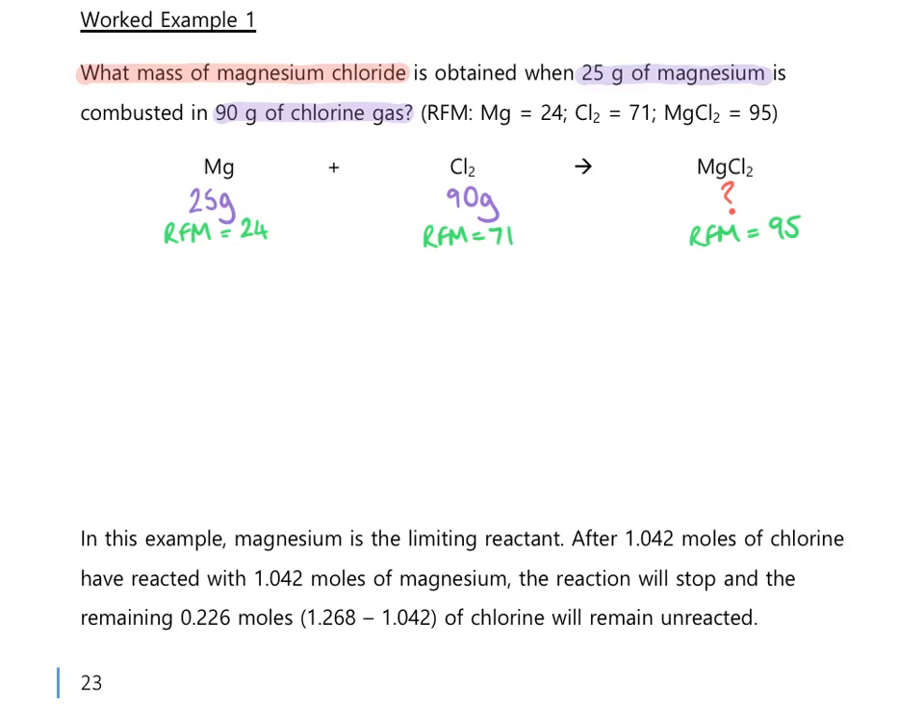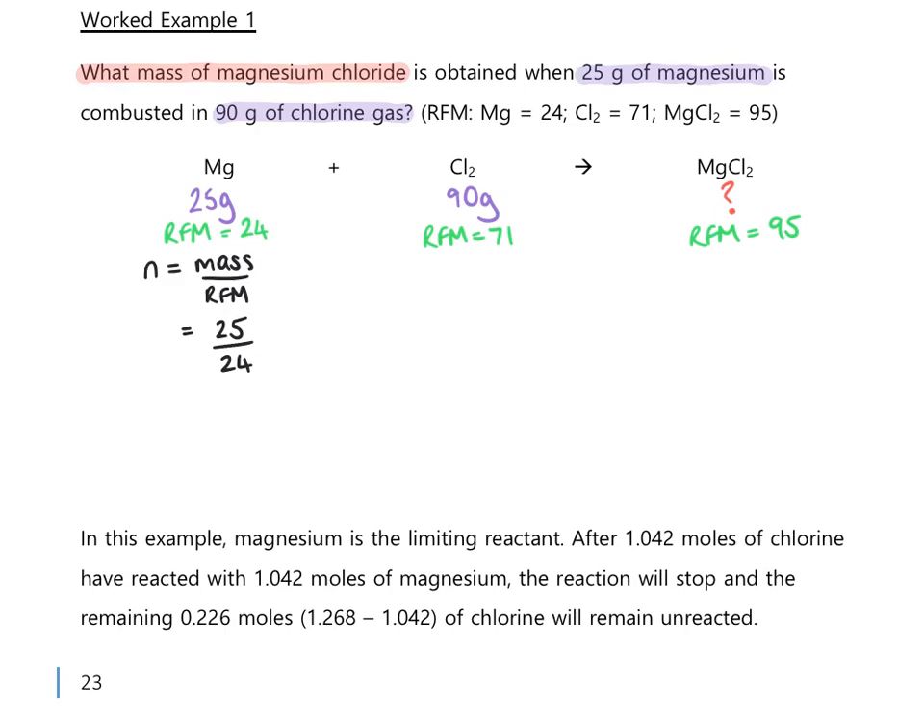Step number 2 then is to calculate the number of moles you have of each of the reactants. So rather than just working out the number of moles I have of magnesium and then bringing that over, I can't do that. I need to work out how many moles I have of magnesium and how many moles I have of chlorine. So let's start with magnesium and work it through. When calculating number of moles, remember your key equation: n, for number of moles, is equal to mass over RFM. Our mass of magnesium is 25 and our RFM is 24. Put that into your calculator now.